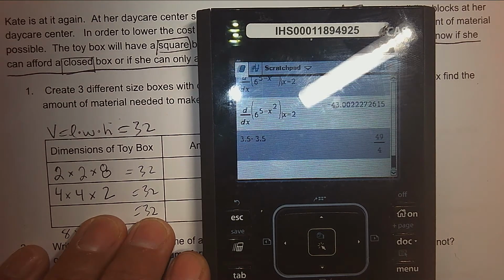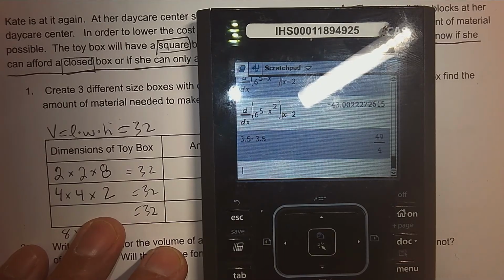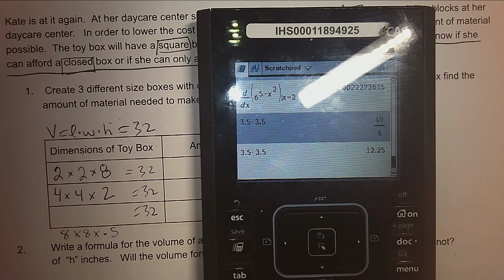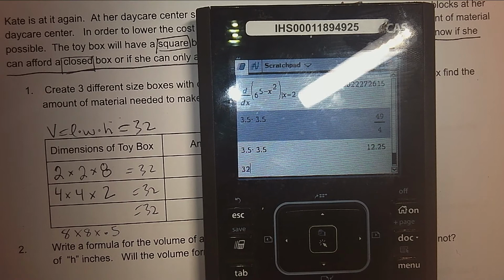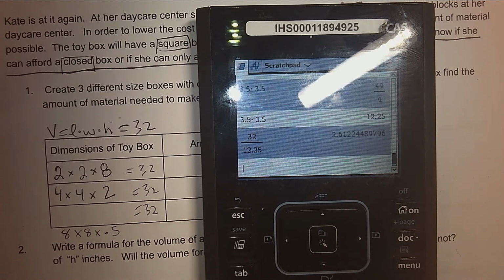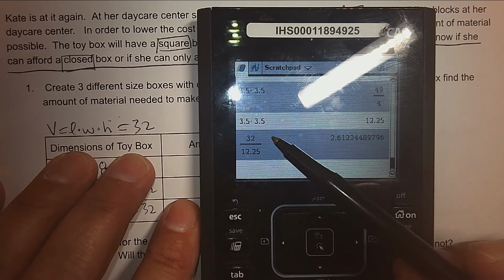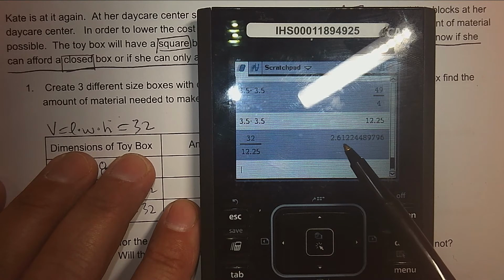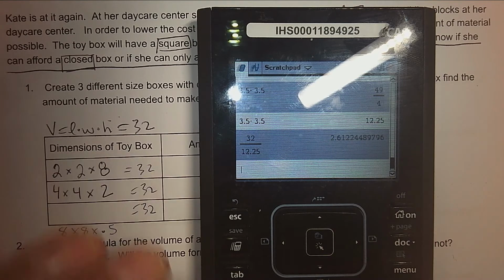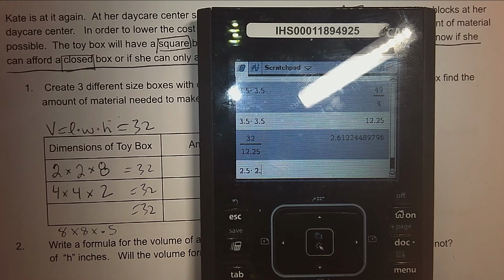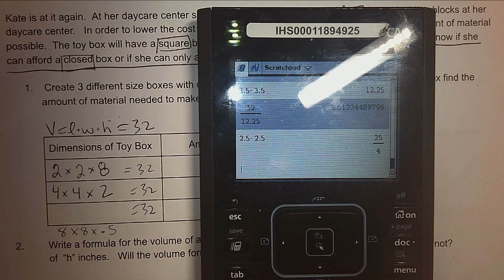What do you get is 49 over 4, or you can write that as 12.25. Because I know the volume is 32, how could I find the height of that box? Is to divide. So you could pick any two numbers, right? And then you'd have to round to try to figure that out, or you might have a nice number. So in this example, if I went 3.5 and 3.5, what would the other dimension have to be? 2.6. What happens if I went 2.5 times 2.5? What would I have to divide that number by to find the last one?